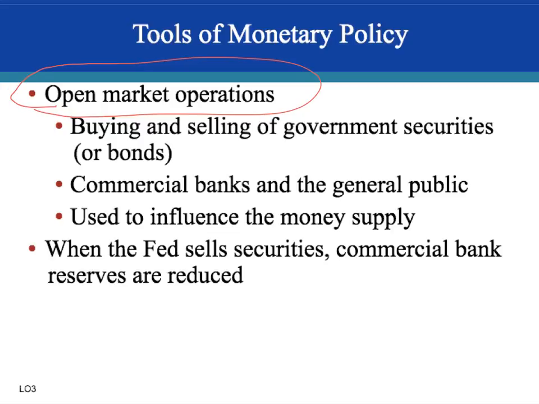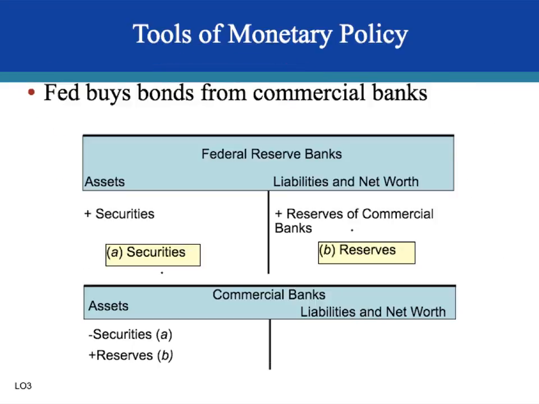The opposite is true too. When the Fed buys securities, they pay the bank money in exchange for the securities, and the bank's reserves are increased. So here the Fed buys bonds from commercial banks, and what happens is a reduction in those securities from commercial banks, and that goes into the assets of the Federal Reserve Bank. Then the Federal Reserve Bank pays the commercial banks with their reserves.